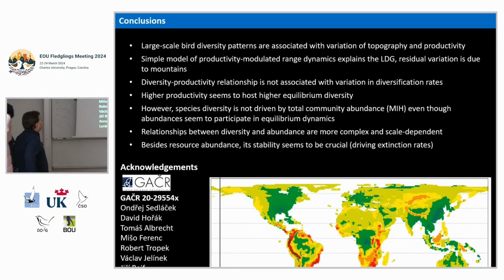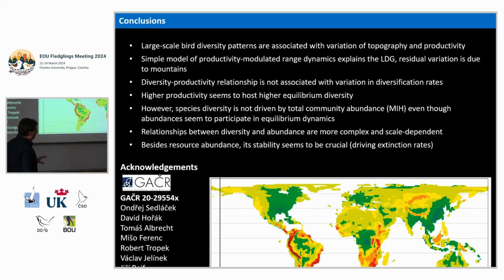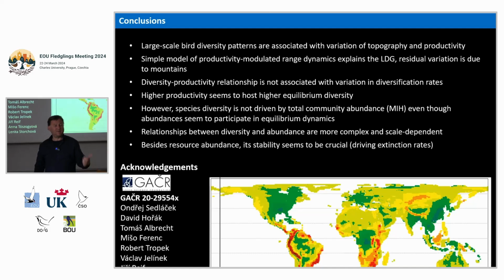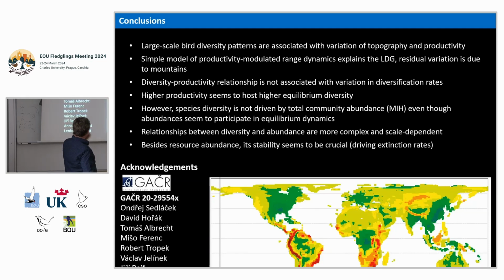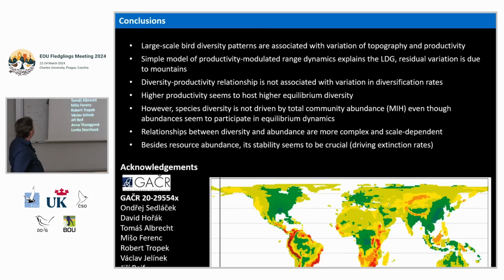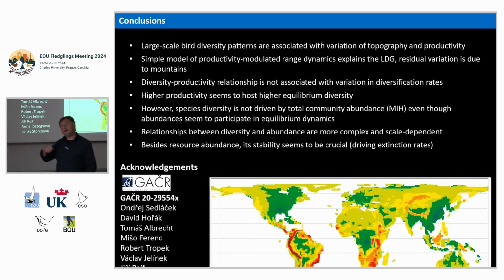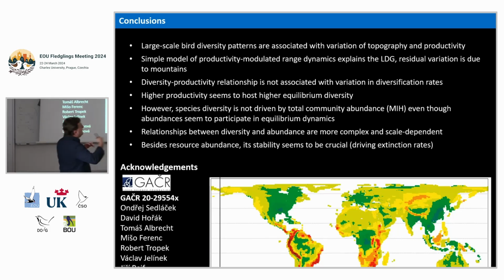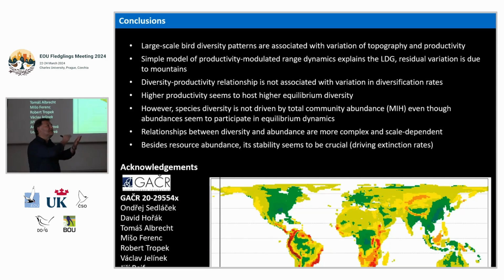So, to sum up, you can see that large-scale diversity patterns are associated, in the broadest picture, with variation in topography and productivity. This is pretty clear. Basically, global diversity patterns are well explained by a combination of productivity and mountains. Also, this is supported by the fact that the simple model of productivity-modulated range dynamics explains the latitudinal diversity gradient very well, and the residual variation is clearly linked to mountains. However, the diversity-productivity relationship is not driven by diversification rates. The diversification rates seem to be decoupled from diversity patterns, which somehow supports the idea of carrying capacity for species richness or some diversity equilibria which are independent of exact rates.